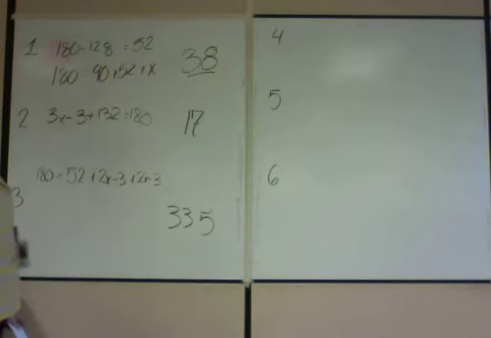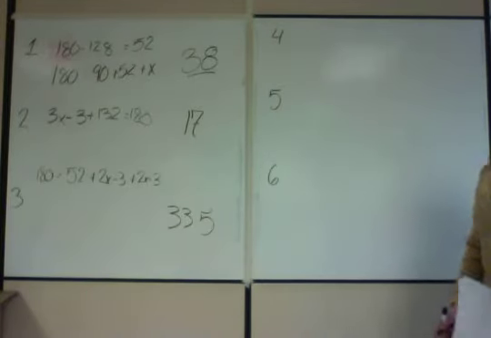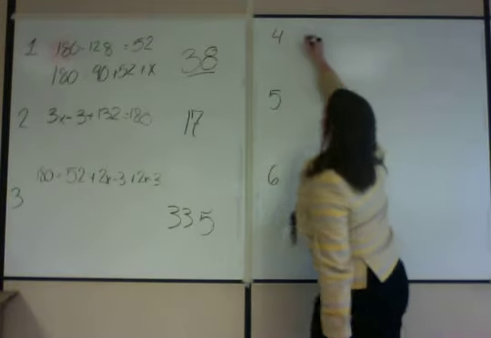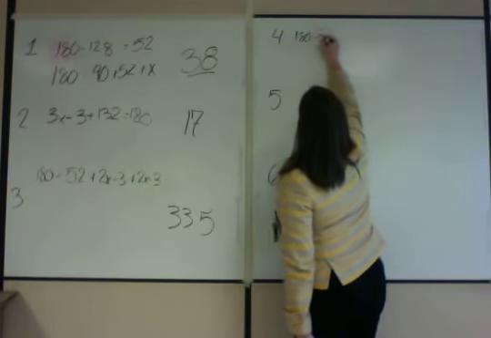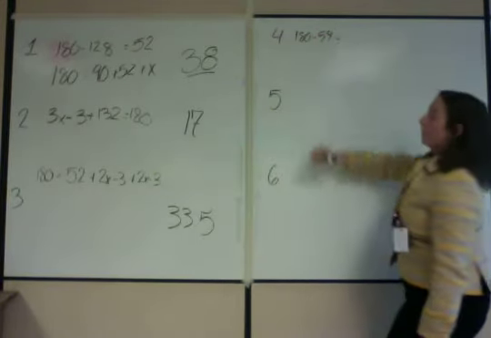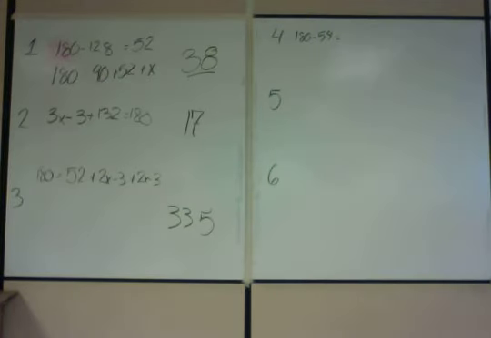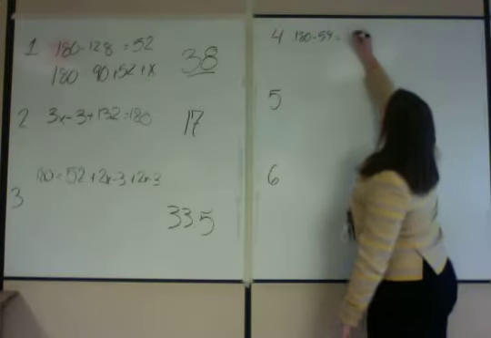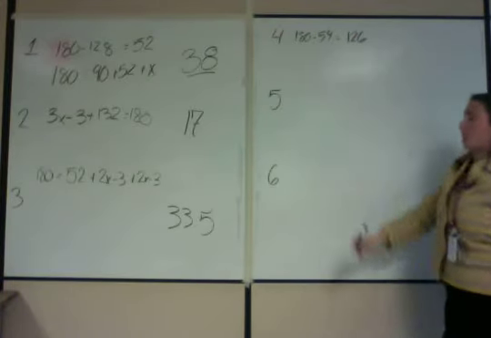Moving on to number 4. Solve for the value of x. So I've got those two triangles right there. And I'm given that 54. What you're going to do first is you're going to do 180 minus 54 to figure out what the rest of the angles in there are. And that's going to give you 126.